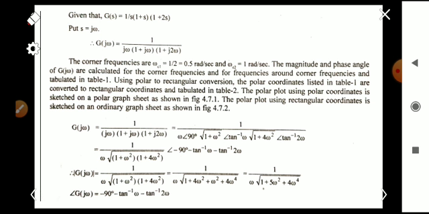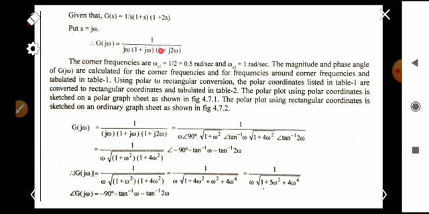And here we know that we will plot the polar plot by varying the frequency from omega 0 to omega infinity. So actually we have to take a number of frequencies and check where the points are located. The range of frequencies should be around the corner frequencies.